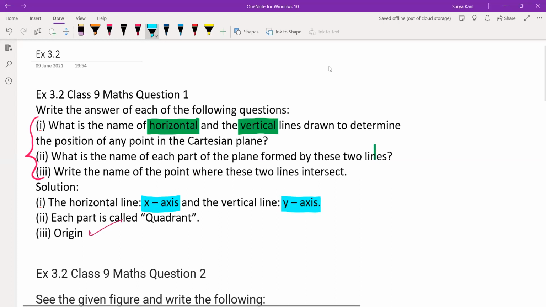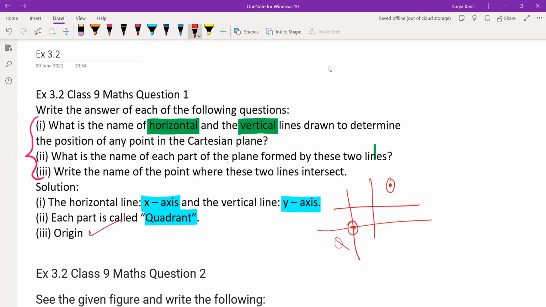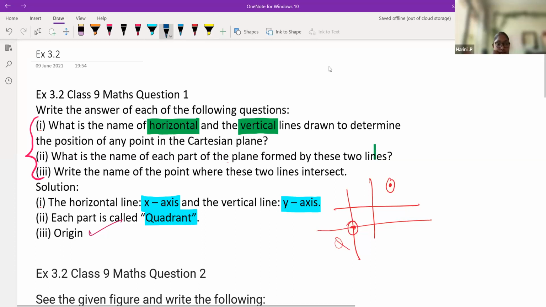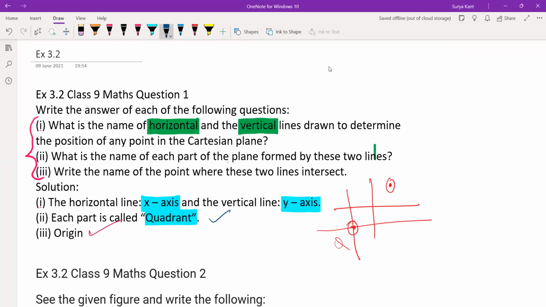That is your quadrant, right? If you see here, this point is coming under a quadrant. What is the name of each part of the plane formed by these two lines? If one line is here, one line is here, this point is coming under quadrant 3. So that is a quadrant. It may lie anywhere: first, second, third, or fourth. Clear?